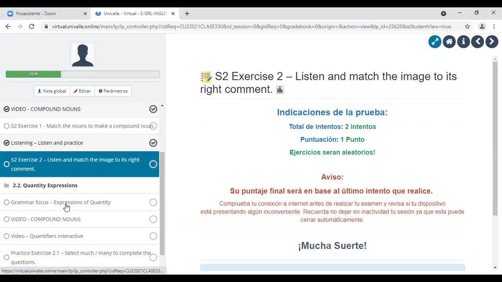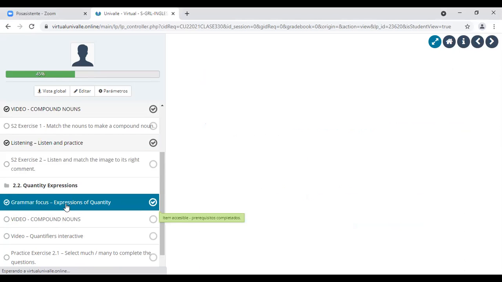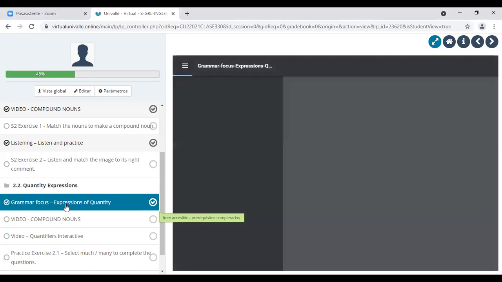Now we're going to be focused on grammar, expressions of quantity. Okay, so I'm going to be asking Gretel.